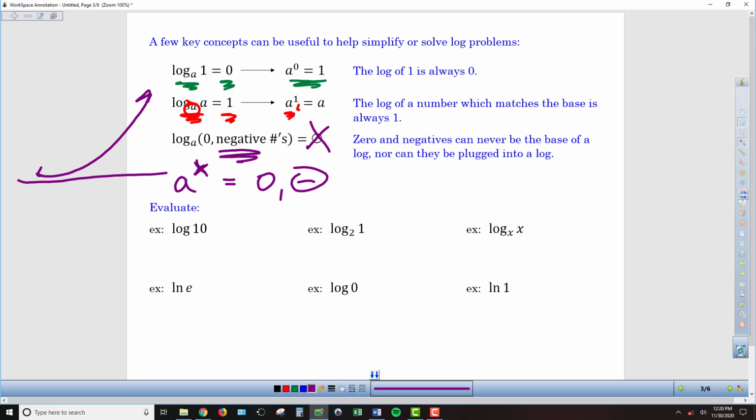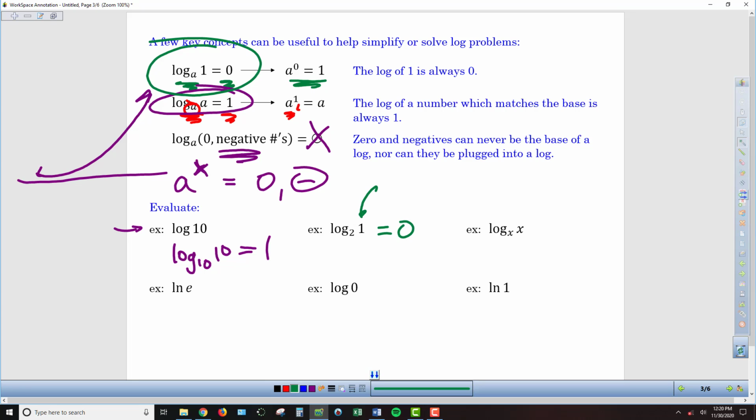So if we jump down to the examples that we see below, start with the first one here, log of 10. Well, remember, if there's no base listed, then that implies that it is base 10, the common logarithm. Well, if the base of the log and the number we're taking the log of match, then right here, that means our answer is going to equal 1. For the second example, log base 2 of 1. Well, again, any log base of 1 always equals 0. So our answer here is 0. It didn't matter that it was log base 2. What mattered is that the input into the logarithm was 1.